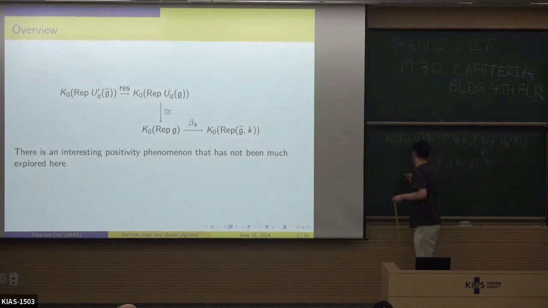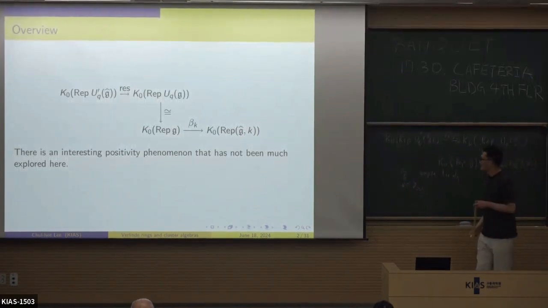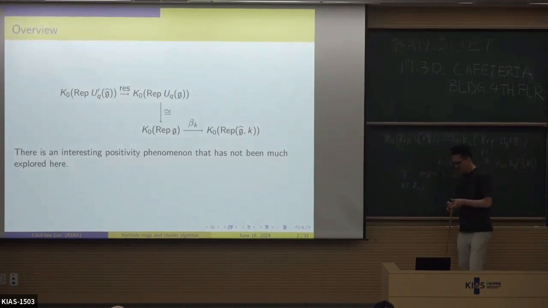G is a simple Lie algebra. K is a positive integer. Okay, so let me begin.